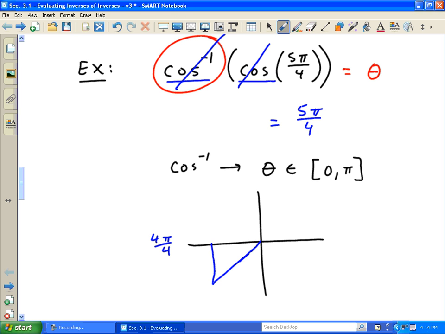Because the restriction on cosine is in between 0 and pi, that means I can't consider anything in the third or fourth quadrants. Well, 5 pi over 4 falls in the third quadrant, and any angle that I have that's coterminal will fall in the third quadrant. So the trouble I have is considering, well, maybe I don't have an answer, or if I do have an answer, how do I figure that out?